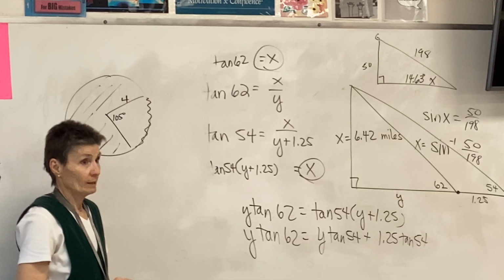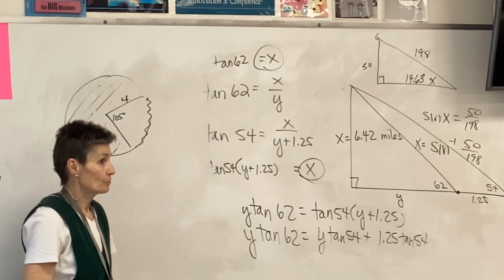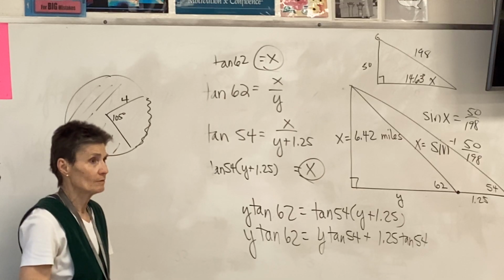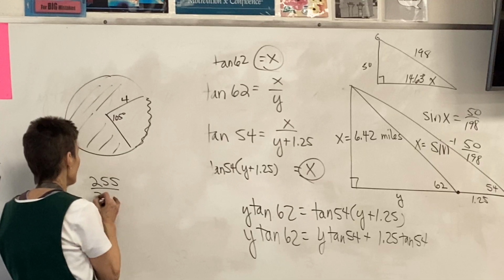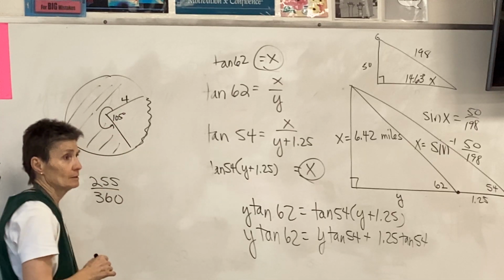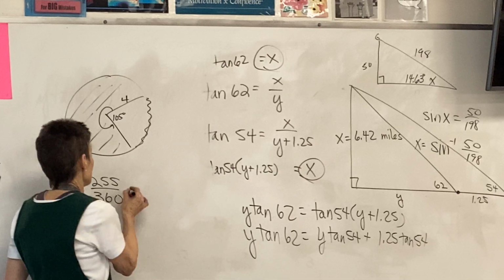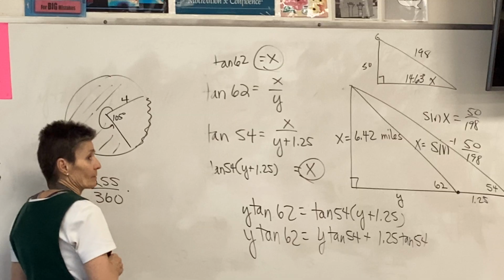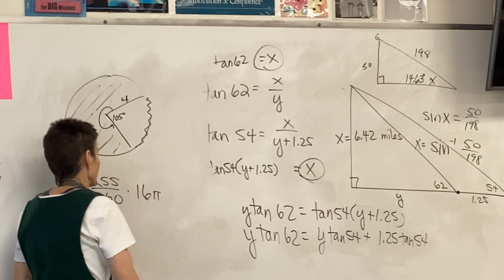Let's not do 105 over 360. Let's do 255 over 360, because isn't that this actual angle here? And then what'd you do for 16 pi? Times, what's the whole area? 16 pi. Here we go.